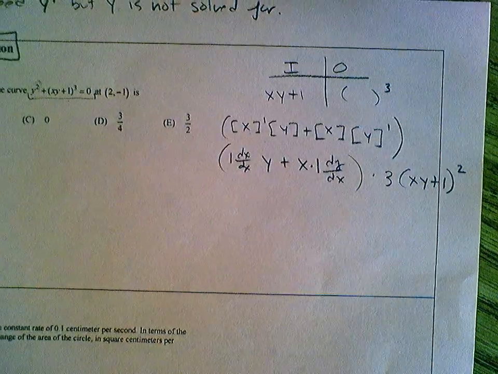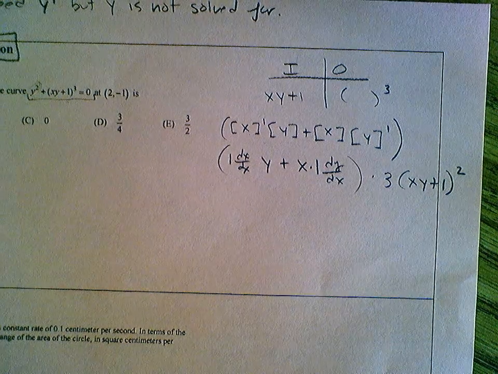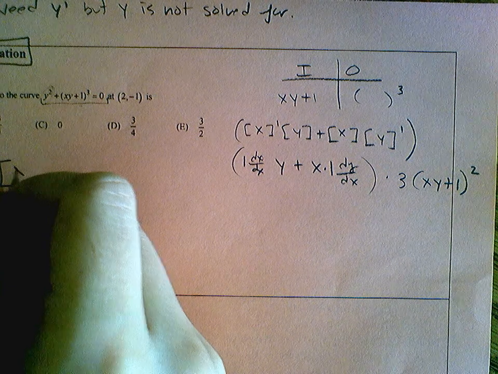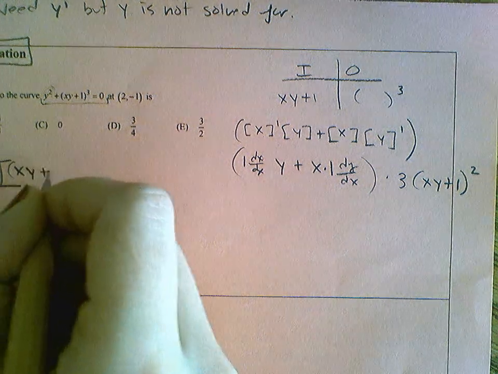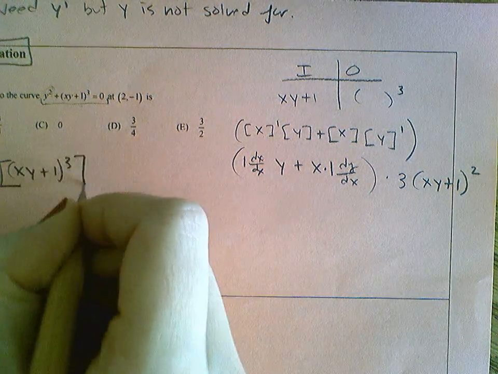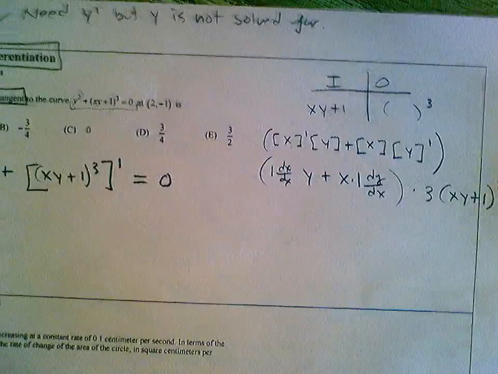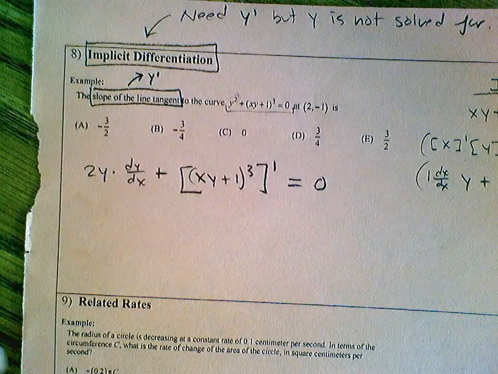Okay. All right, let me just go like this. (xy plus 1) to the 3rd. All right, so I needed that derivative equals 0. I just want to maintain the equation. Whoops. Okay.